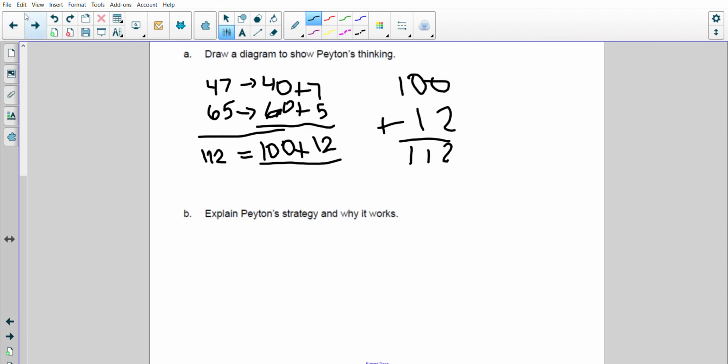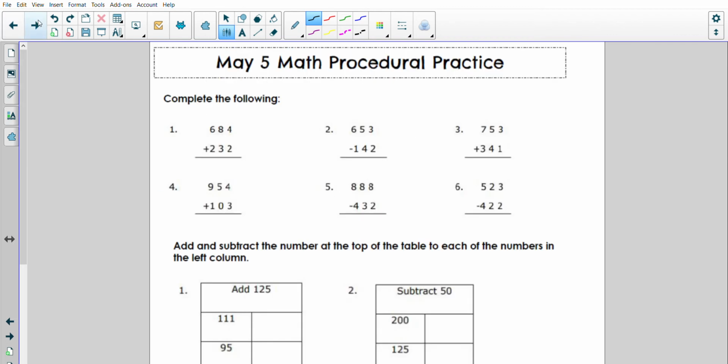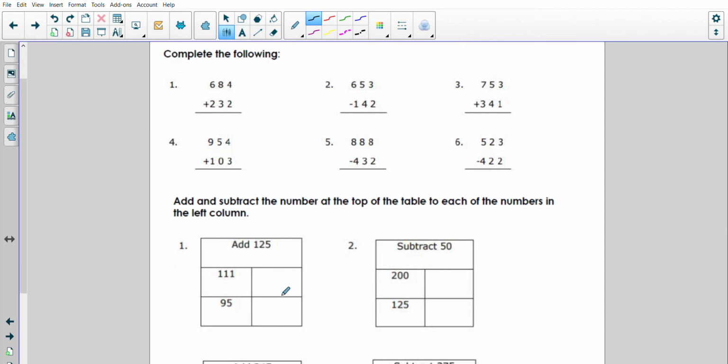All right, now we're going to take a look at the procedural. Today for math, it's very back to the basics. You're adding and subtracting your numbers. Don't forget to regroup if your bottom number is bigger. So let's take a look at the bottom.